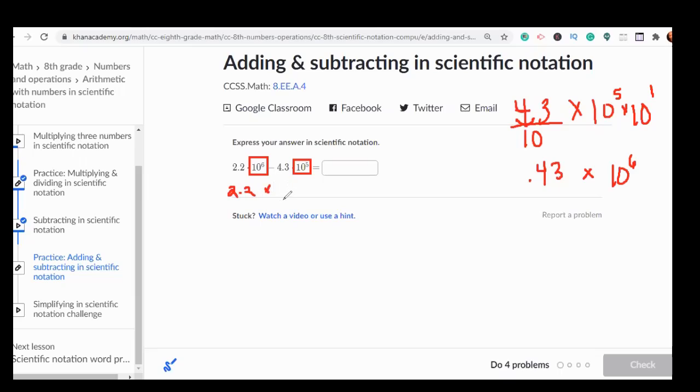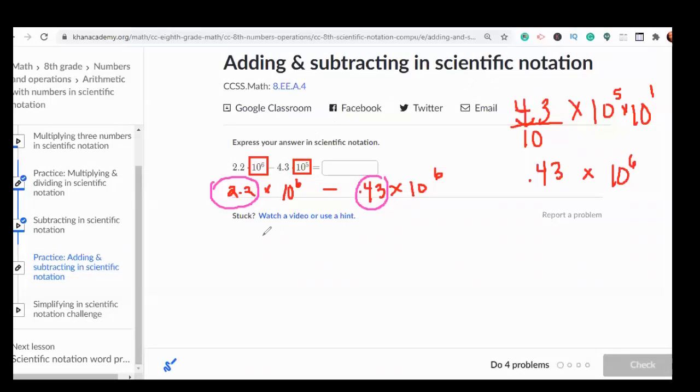I have 2.2 times 10 to the 6th, subtracting 0.43 times 10 to the 6th. So now that they have the same thing, all I really need to do is subtract my regular numbers. 2.2 minus 0.43. When I subtract 2.2 minus 0.43, I get 1.77. And then my 10 to the 6th just stays the same. I just bring it down.